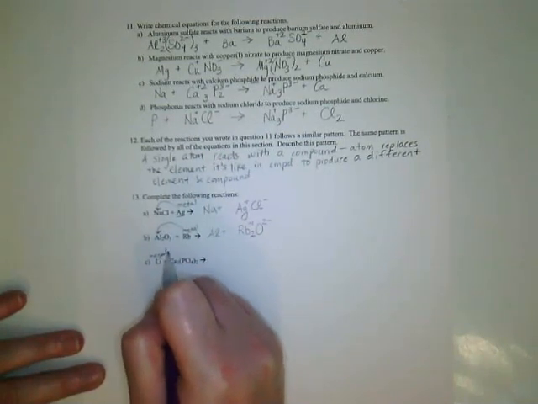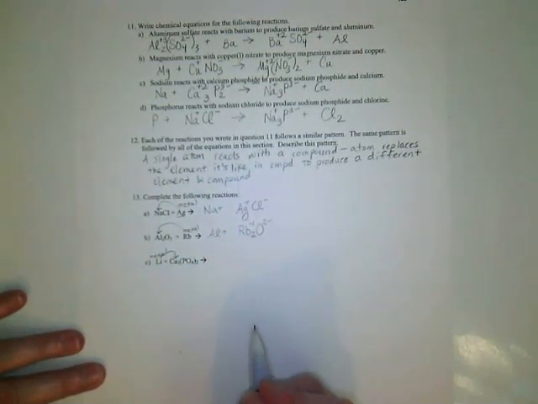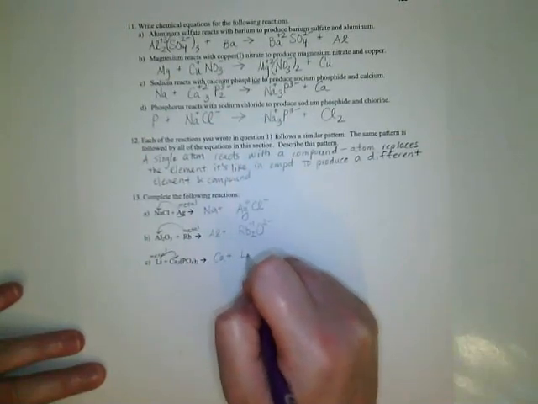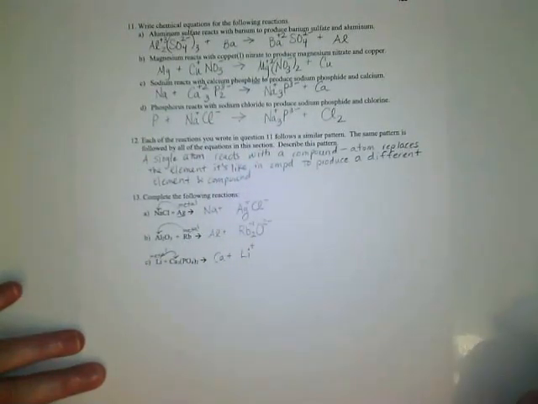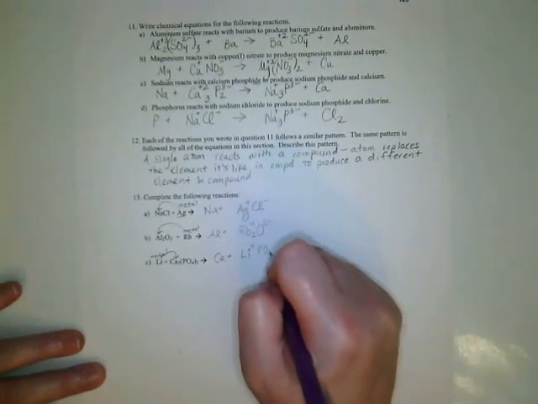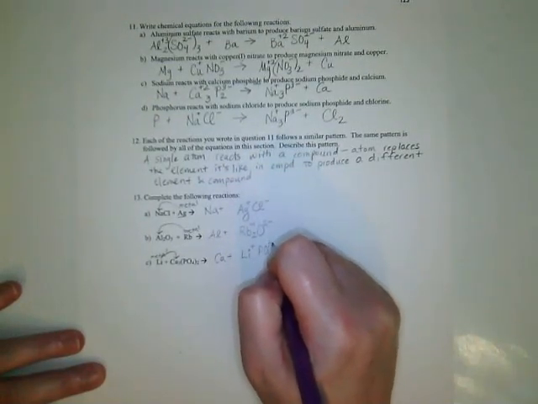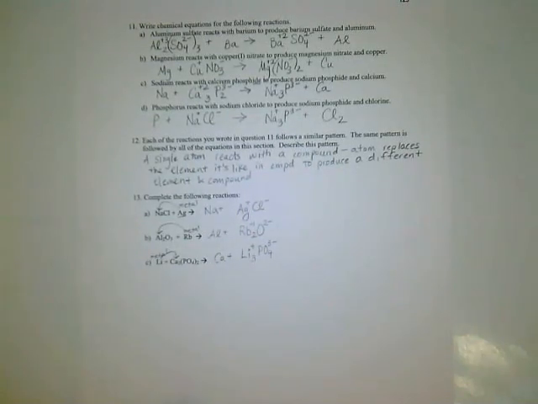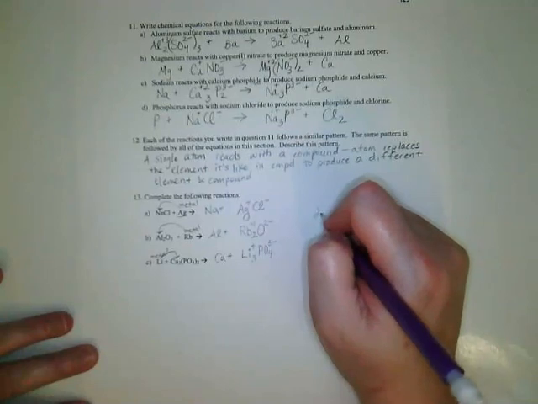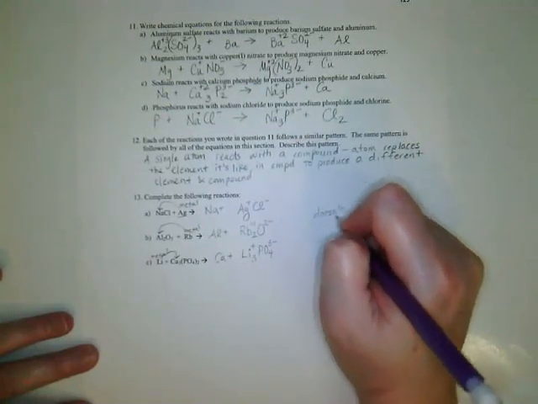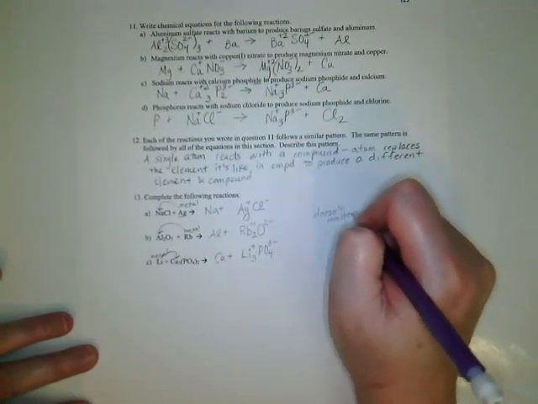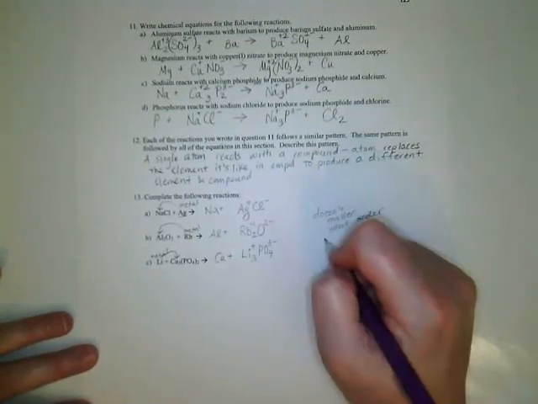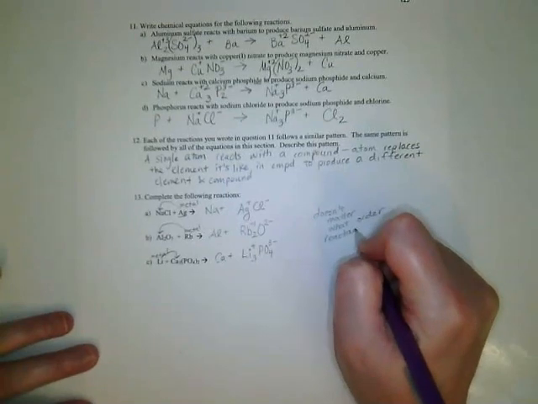Lithium is a metal. So it's going to take the place of the metal, which is calcium. So calcium's all by itself, and lithium, this is an ionic compound, and phosphate is PO4 with a charge of -3, so Li3PO4. It doesn't matter what order you write these in, whether your reactants or products are in.